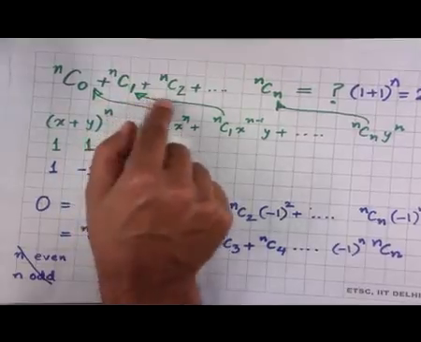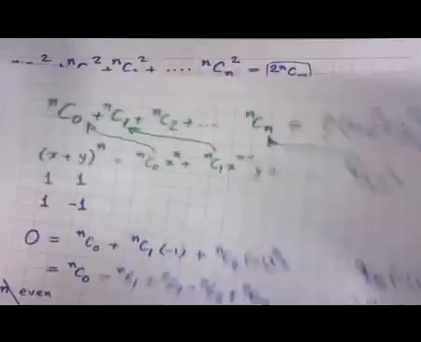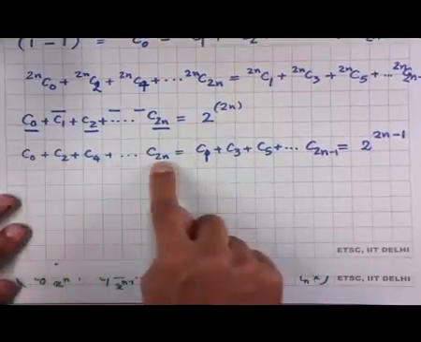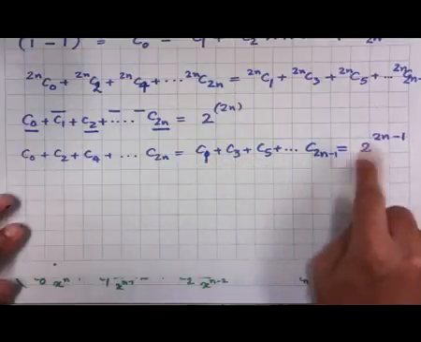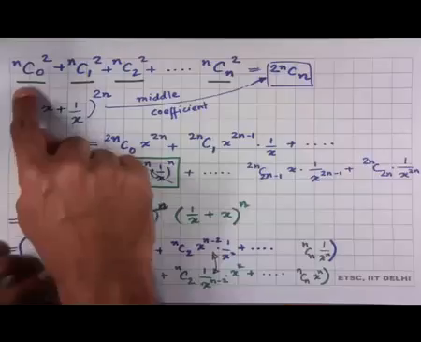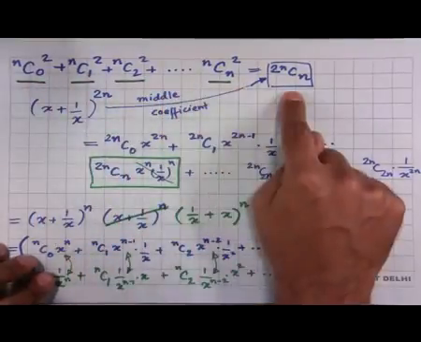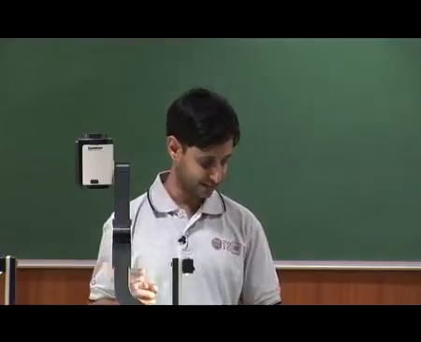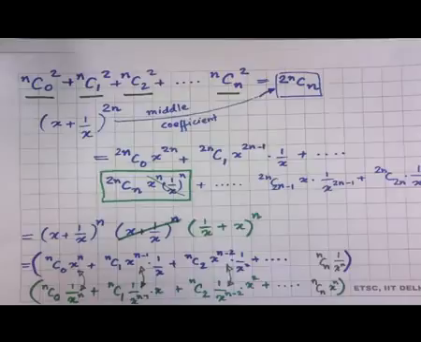nC0 + nC1 + nC2 + ... = 2^n. A lot of people use this as a standard result, and C0 + C2 + C4 + ... is equal to the sum of all the odd terms, which is equal to 2^(n-1). This is a standard result, and the same here, this is also a standard result: nC0 squared + nC1 squared + nC2 squared + ..., the sum of these is equal to 2nCn. Yet another standard result which is very similar to this result.